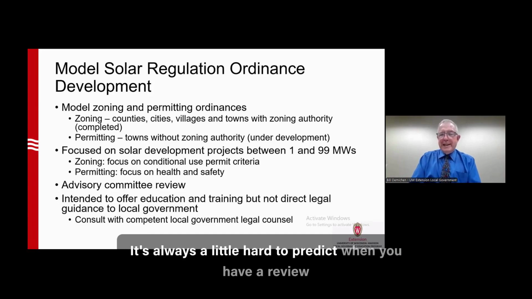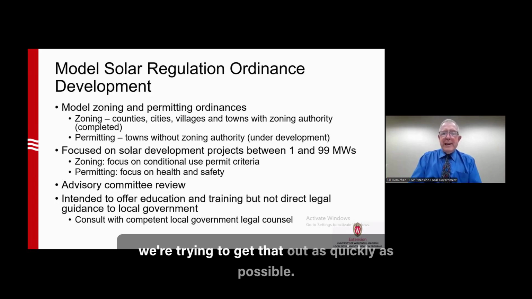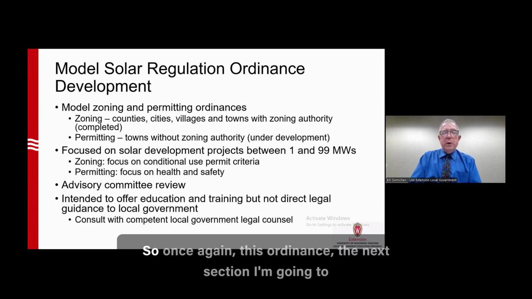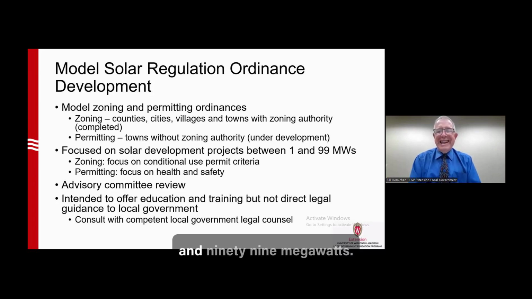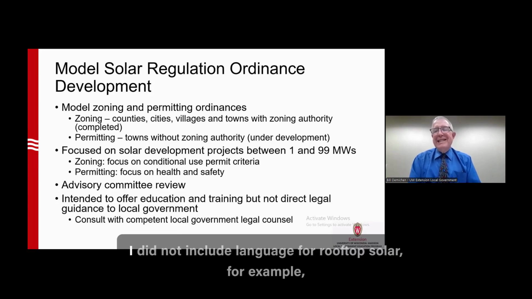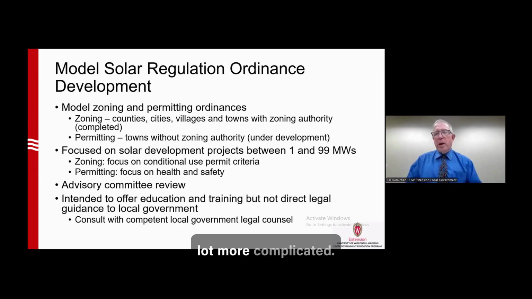It's always a little hard to predict when you have a review process going on and other parties are involved, but we're trying to get that out as quickly as possible. So once again, this ordinance, the next section I'm going to talk about is really focused on those projects between 1 and 99 megawatts. I did not include language for rooftop solar, for example, because I didn't want that to really make the ordinance a lot more complicated.